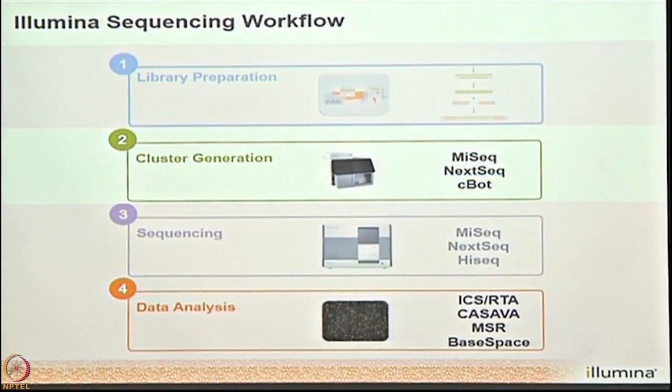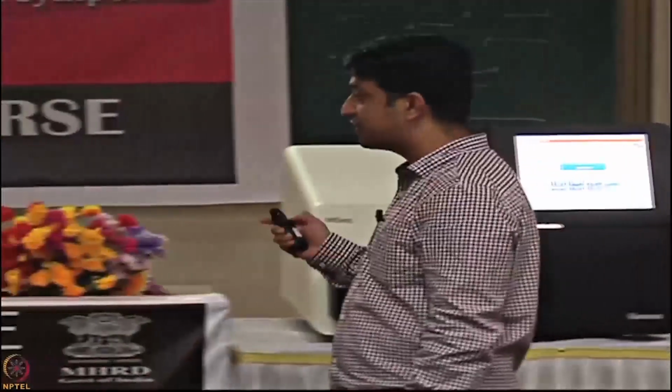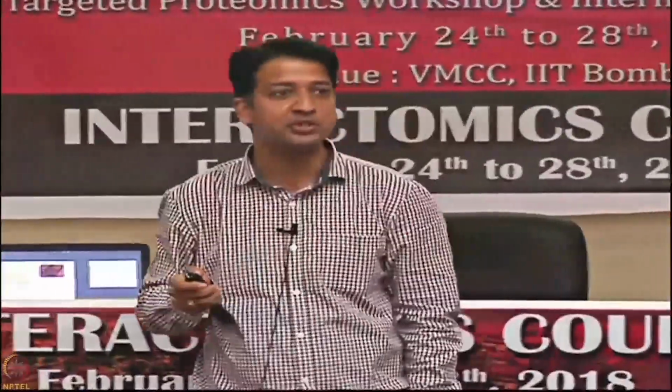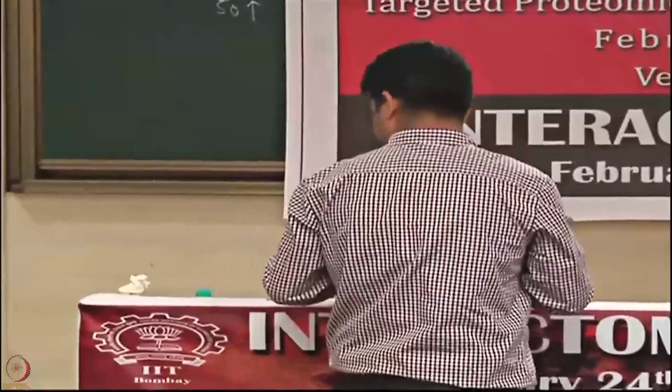So this is all about library preparation. Coming on to the cluster generation. So now, what is cluster generation? Essentially, all the process happens on the flow cell, right? Flow cell is nothing but a glass slide. You can see there are two flow cells.